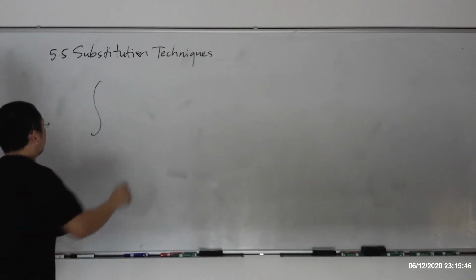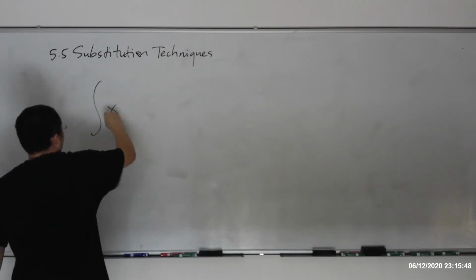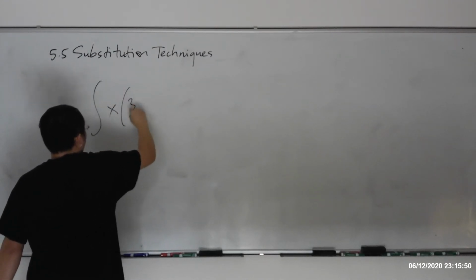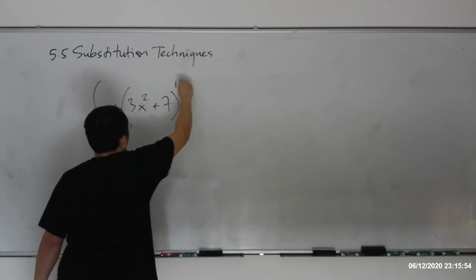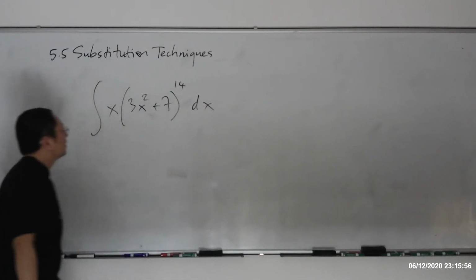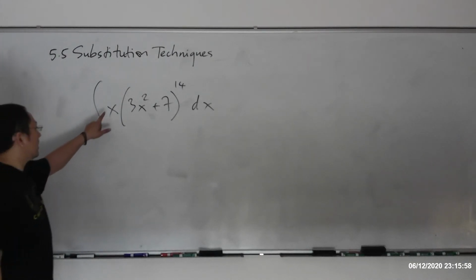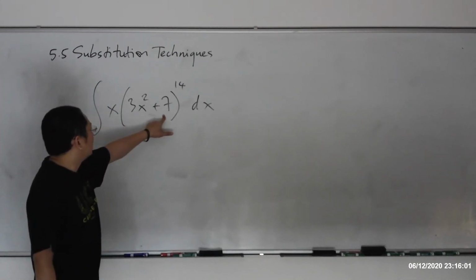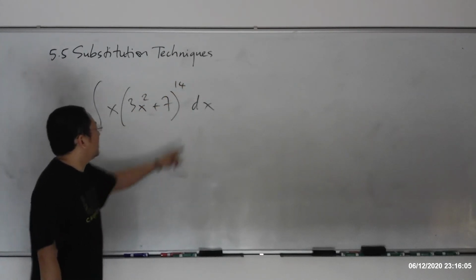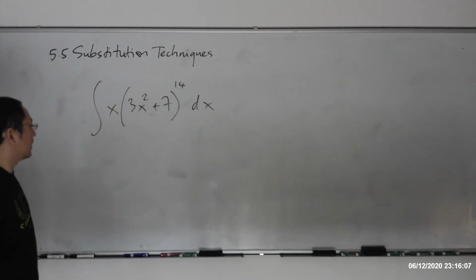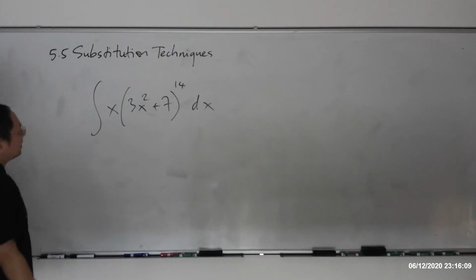Integral of x times (3x squared plus 7) raised to the 14 dx. You see what we have in here? X, right? And then the integral of a big mess raised to an exponent and then dx. Okay? So just try it.